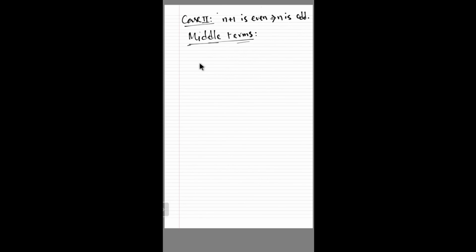So the middle terms here should be the (n+1)/2-th term and the ((n+1)/2 + 1)-th term. Or you can say these terms will be the middle terms here. So T_{(n+1)/2} we can write like this: nC_{(n+1)/2 - 1}, because whatever index we are taking here, the value of r should be 1 less than that. So this we are having.